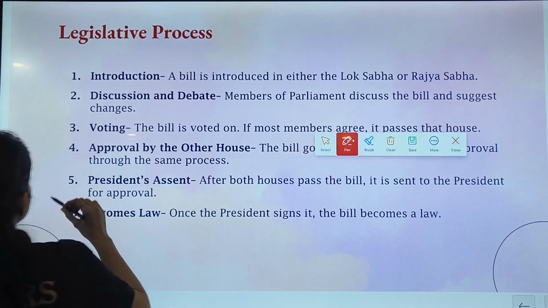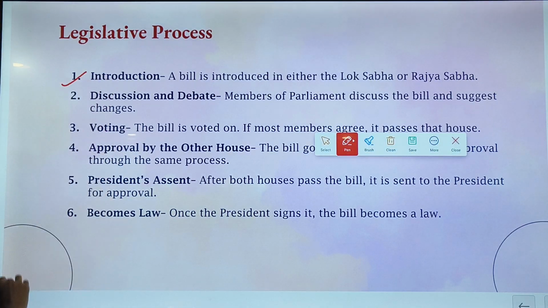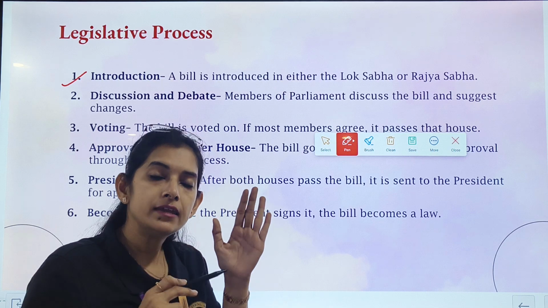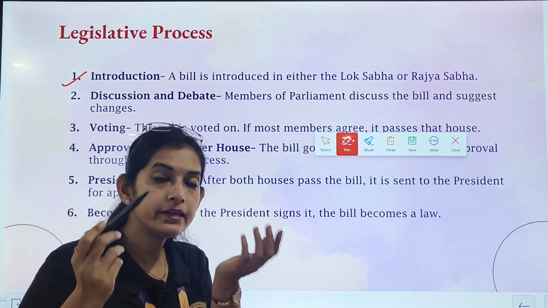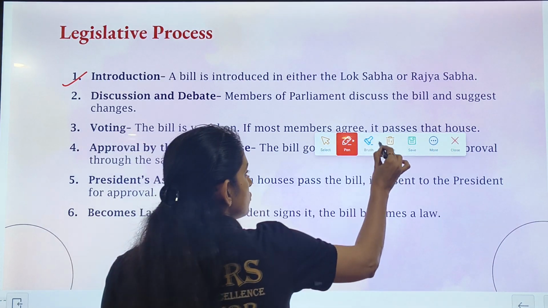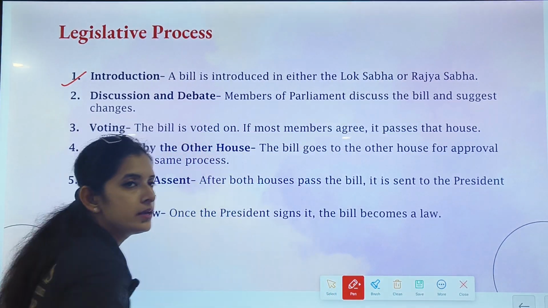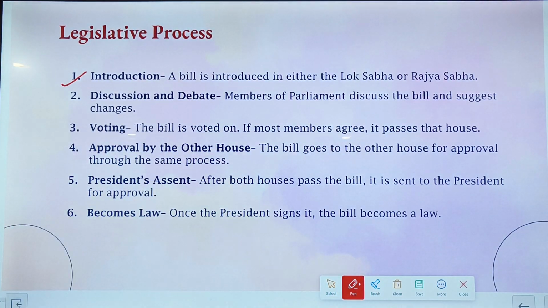So the first and foremost thing is introduction of the bill. Bill is actually a proposal of any law which is presented in parliament. Clear? So that bill has to be presented in either Lok Sabha or Rajya Sabha. That is the first step.